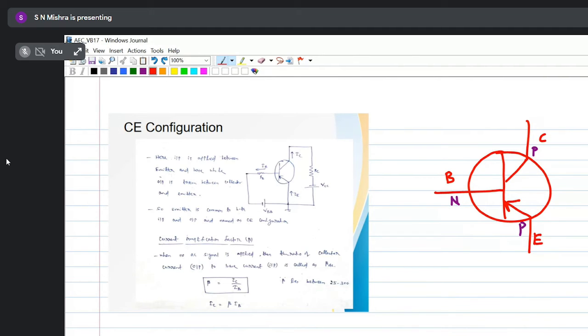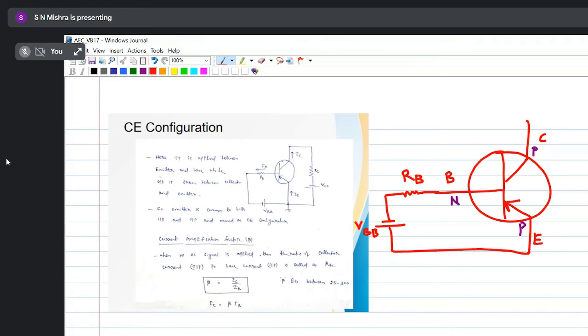Emitter base junction should be forward biased or reverse biased? Forward biased. So I'll connect a resistor here. It is connected to base, so I'll name it RB. Then what will I connect, positive voltage or negative voltage? Tell me. N side should be lower potential. P side should be higher potential. Is it correct? I'll name it VBB. Okay.